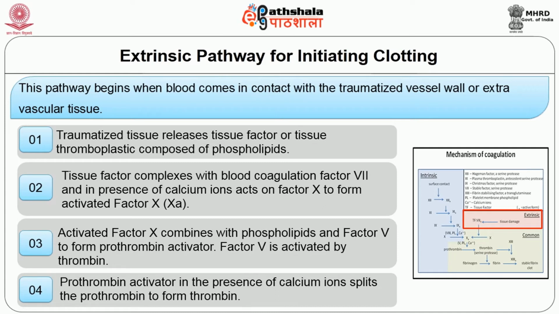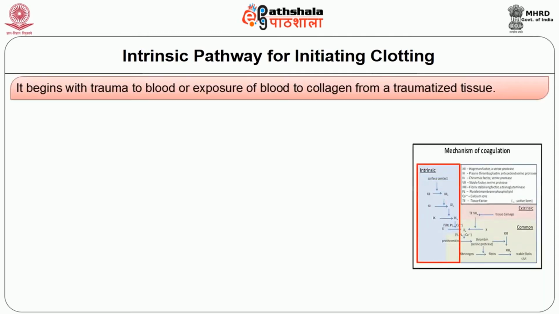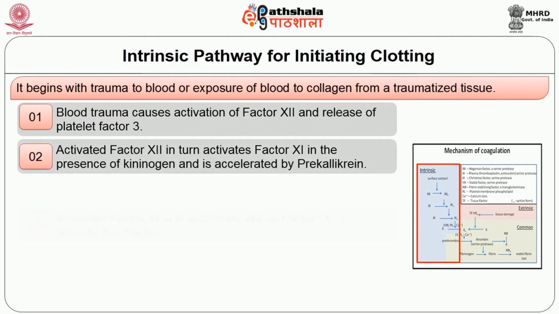Now, this mechanism can occur through the intrinsic pathway of coagulation also. So, what is this intrinsic pathway? It begins whenever there is trauma to the blood or exposure of the blood to collagen from a traumatized tissue. The blood trauma causes activation of factor 12 and also the release of platelet factor 3. Activated factor 12 in turn activates factor 11 in the presence of kininogen, and this is accelerated by prekallikrein.